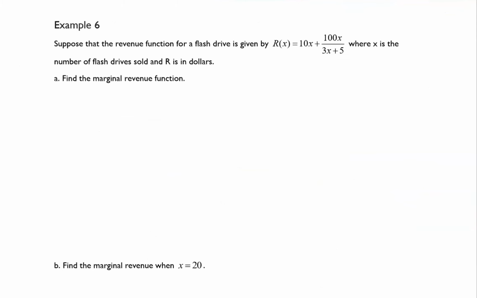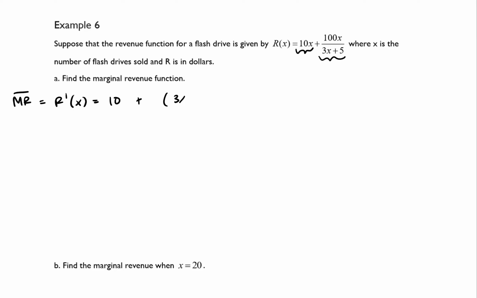Example 6 says, suppose that the revenue function for a flash drive is given by r of x is equal to 10x plus 100x over 3x plus 5, where x is the number of flash drives sold and r is in dollars. Part A says, find the marginal revenue function. So our marginal revenue function is just equal to the derivative of the revenue function, which is this part here is just going to be 10, and then plus, if we're taking the derivative of this second part here, we need to use the quotient rule.